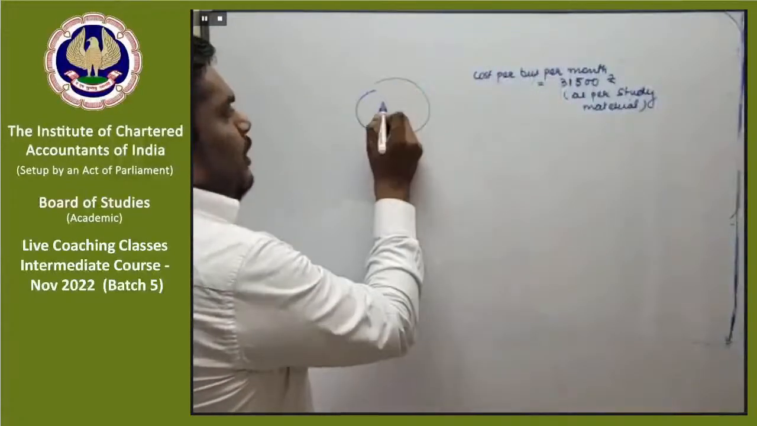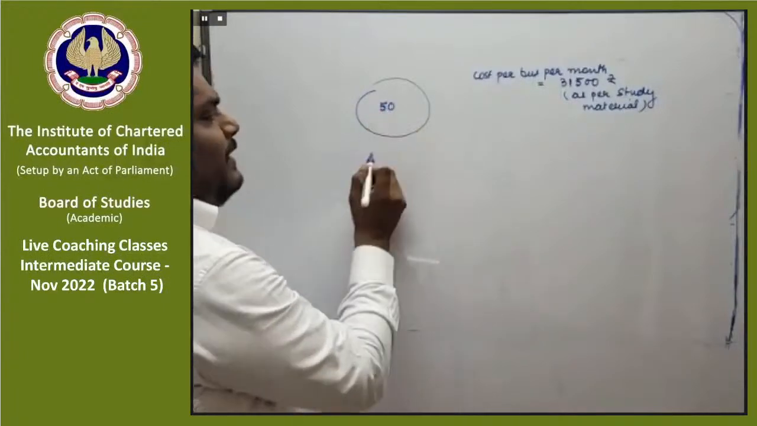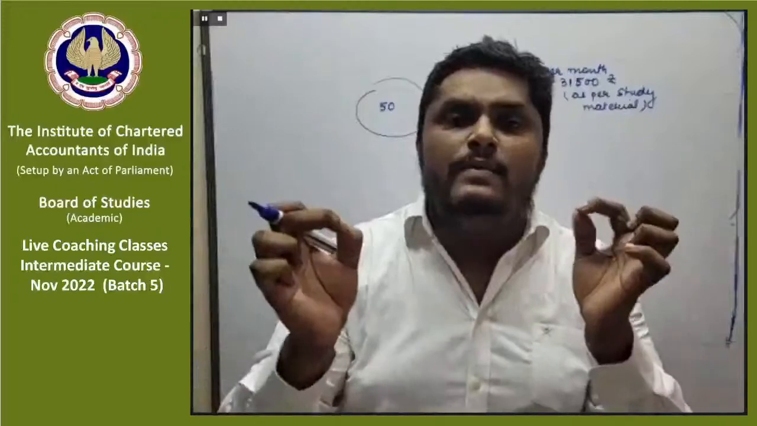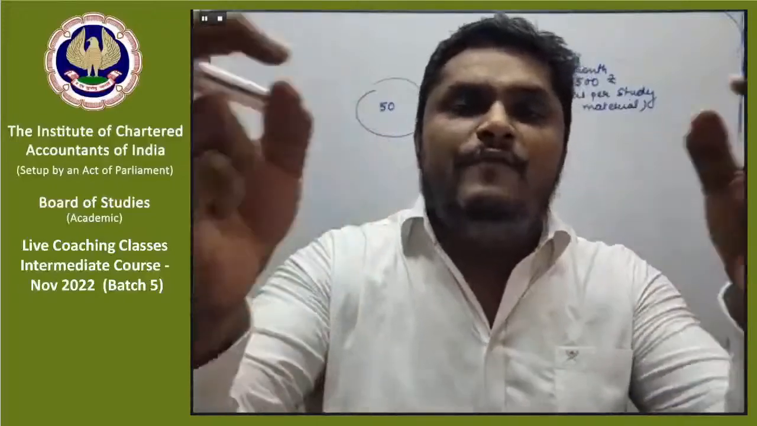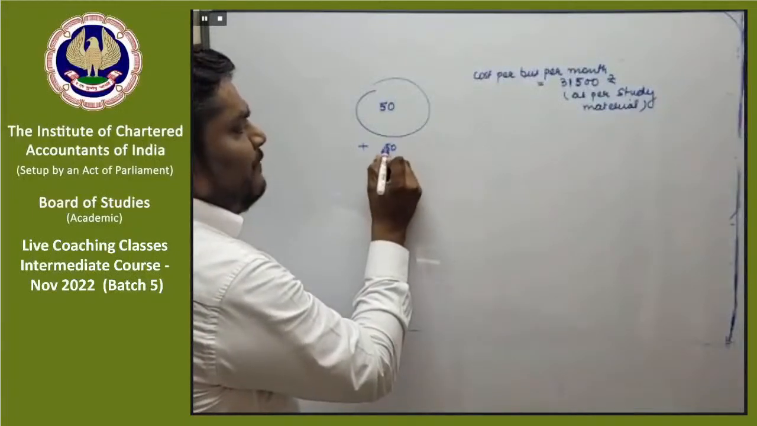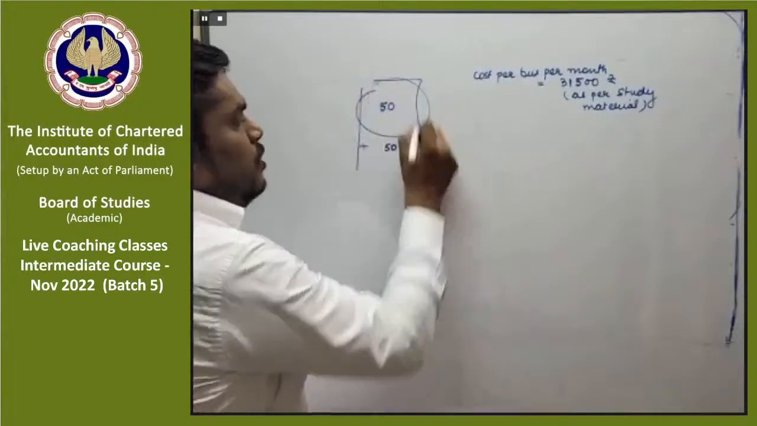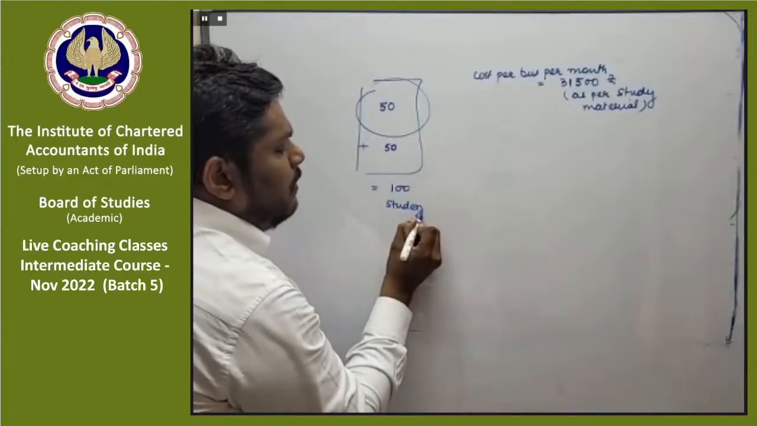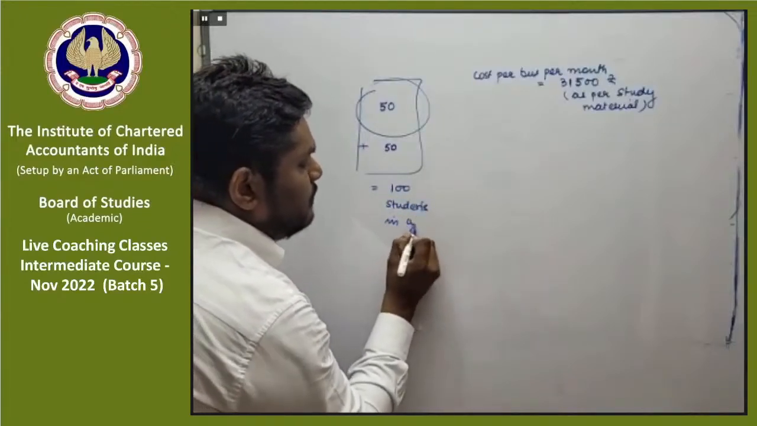Total, in the morning shift, how many students are traveling? Total, how many students are traveling in a bus? Very simple. The first shift, 50 students, and the second shift, 50 students. So in short, total 100 students are traveling in a bus.